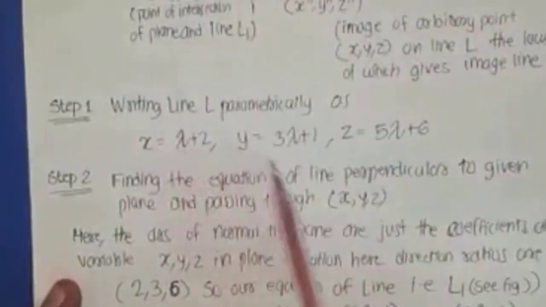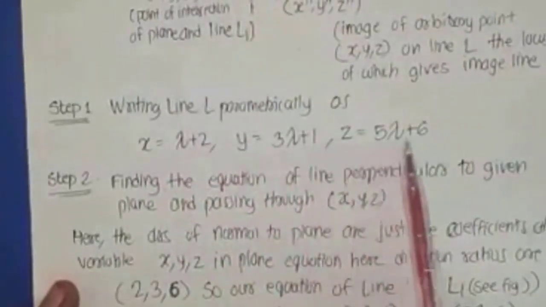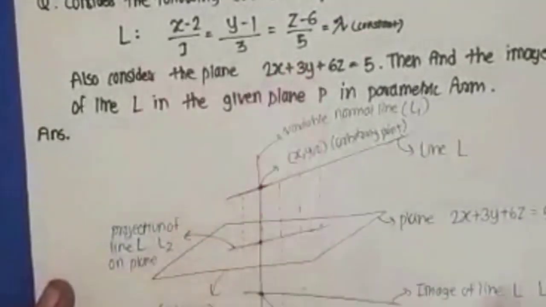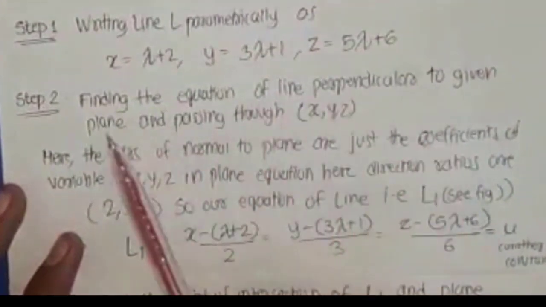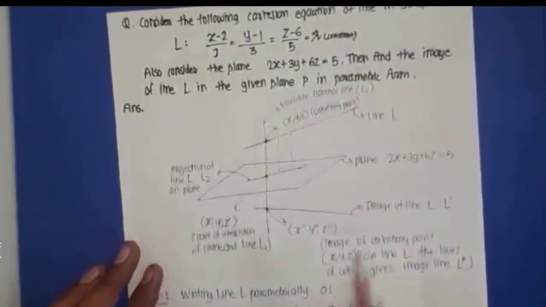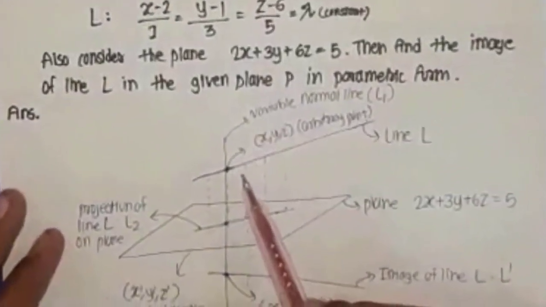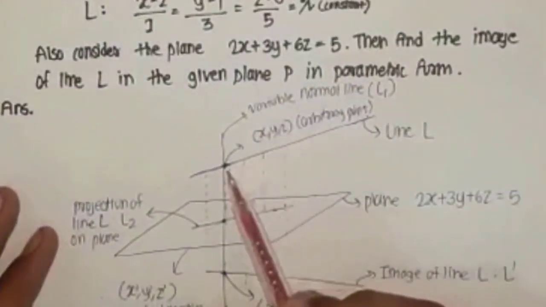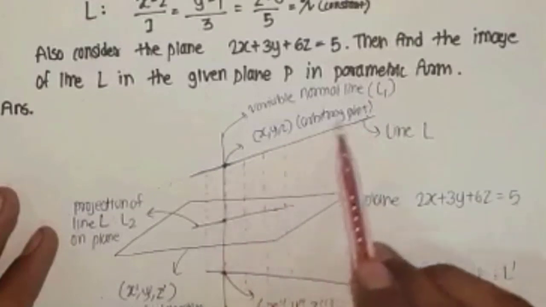x equal to lambda plus 2, y equal to 3 lambda plus 1, z equal to 5 lambda plus 6, which we have derived from this equation. Now our step 2 is to find the equation of line perpendicular to the given plane and passing through x comma y comma z. Now in step 1 what we wrote here was x comma y comma z, that is any arbitrary point which can vary on this line.